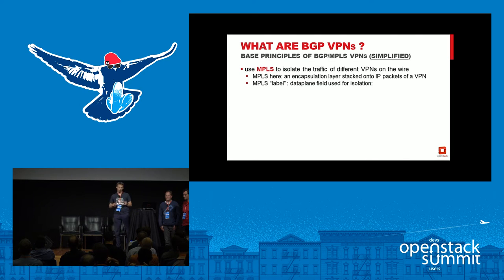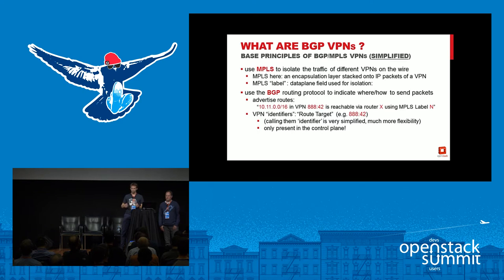To allow having multiple overlapping networks, you need to have a data plane encapsulation, a data plane isolation. And in BGP VPNs, initially, and it's still what's largely used, MPLS is used to isolate the traffic of different VPNs. It's not the only thing that you can do with MPLS, so again, if you want to know more about MPLS, you'll have to go beyond what we explain here. What you can just retain is that we use what we call an MPLS label to distinguish the packets on the wire between the different VPNs.